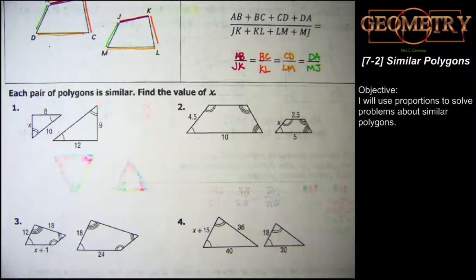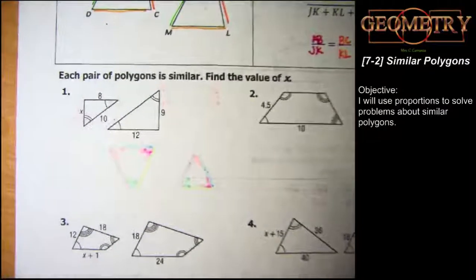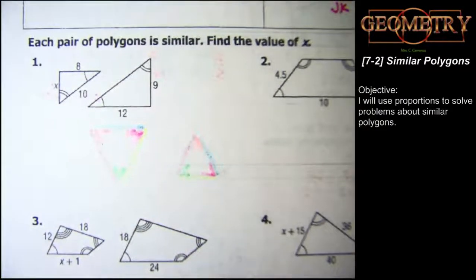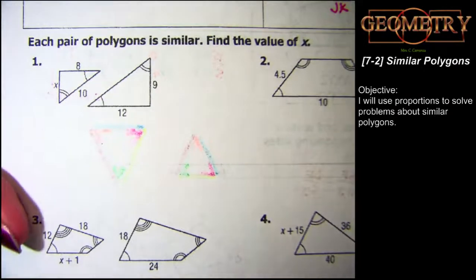All right. Number 1. Number 1 says, each pair of polygons is similar. Find the value of x. Now, I'm going to take a moment and try to figure out which sides correspond to which so that I know which ratio to write.